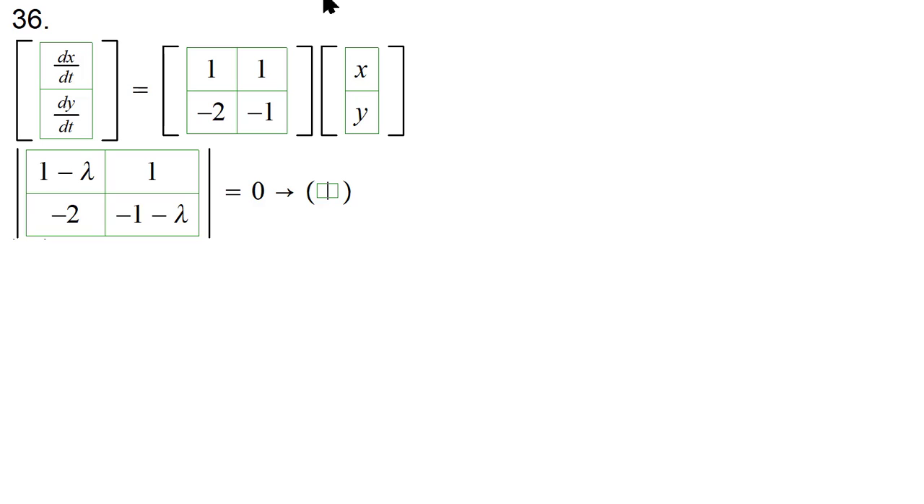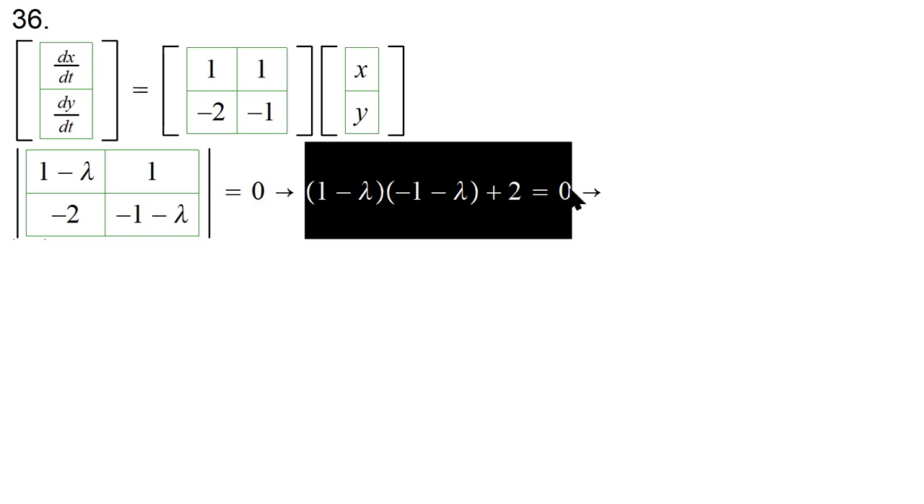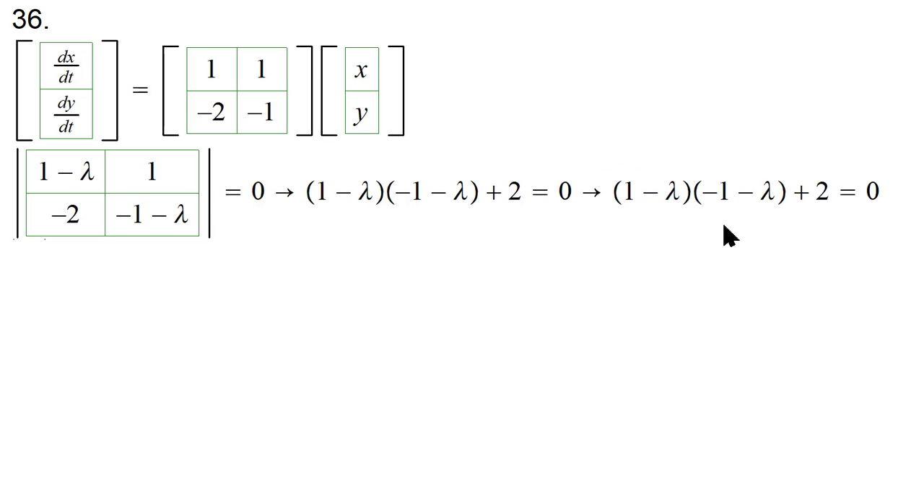1 minus lambda, okay, times -1 minus lambda plus 2 equals 0, which results in, let's do this here. Factor this negative sign out here. Okay, so that becomes 1, and this becomes plus lambda, right?